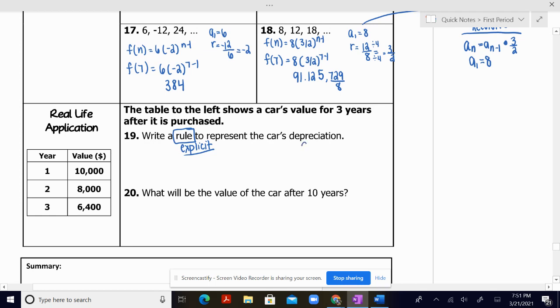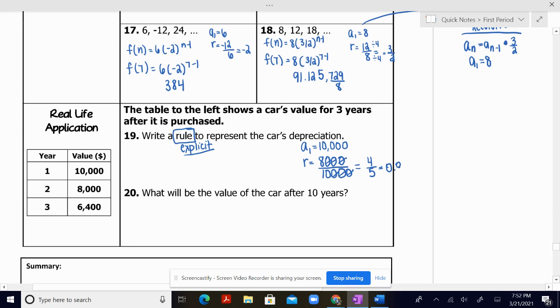All right, for explicit, you need A sub 1. A sub 1 is going to be whatever the car was the first year. So in this case, it would be $10,000. And then our R value can quickly be found by doing the second term, 8,000, divided by the first term, which is 10,000. Okay? The zeros cancel. I'm kind of trying to show you this by hand. 8 over 10 gives you 4/5. If you want to tell me it as a decimal, do the 8,000 divided by 10,000, which should give you 0.8.